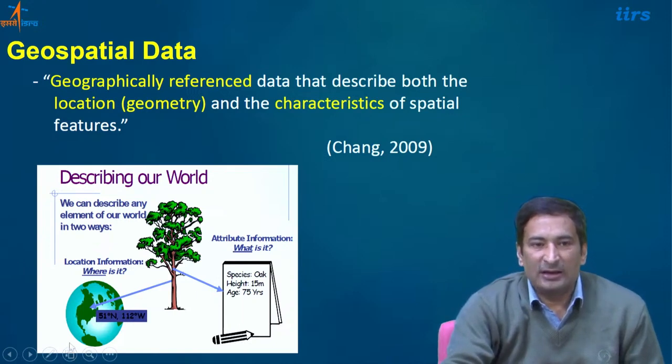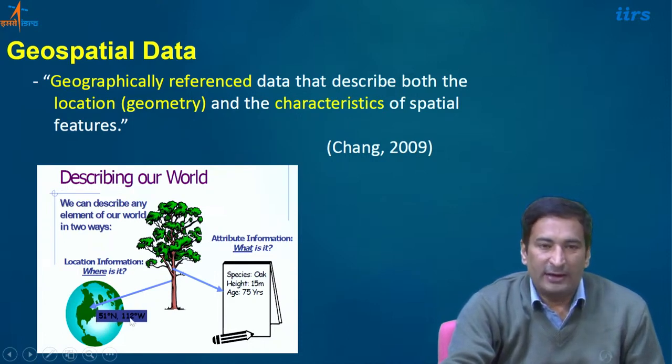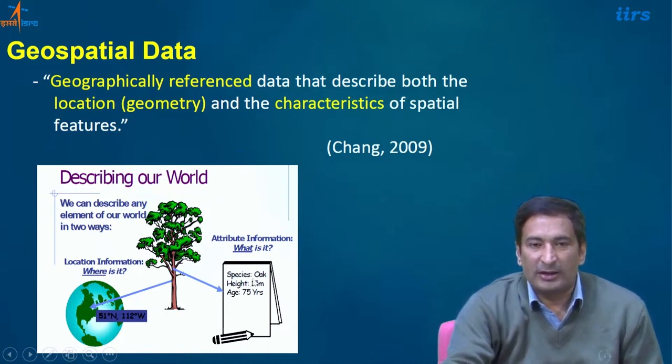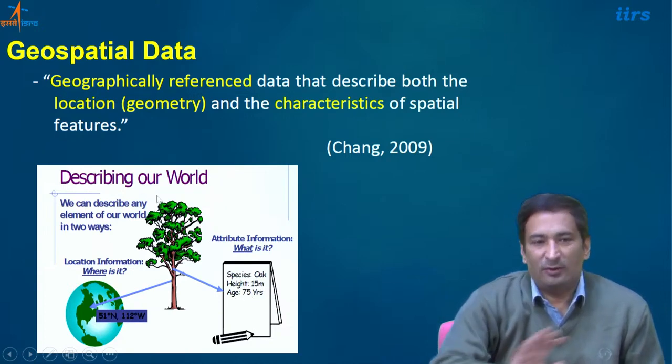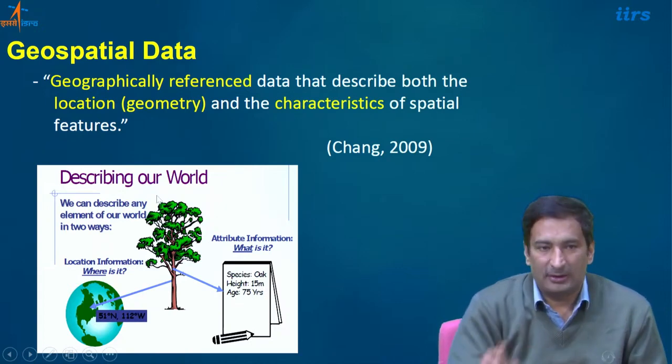So if you can see here, where is it on the surface of the earth? It is at 51 degrees north and 112 degrees west. At this location, this latitude and longitude are given, and it is basically an oak tree. Species is oak, height is 15 meters, age is 75 years. So that way we need to give it a complete description.